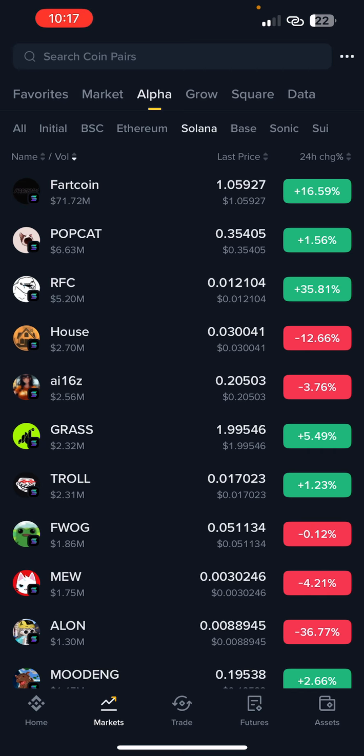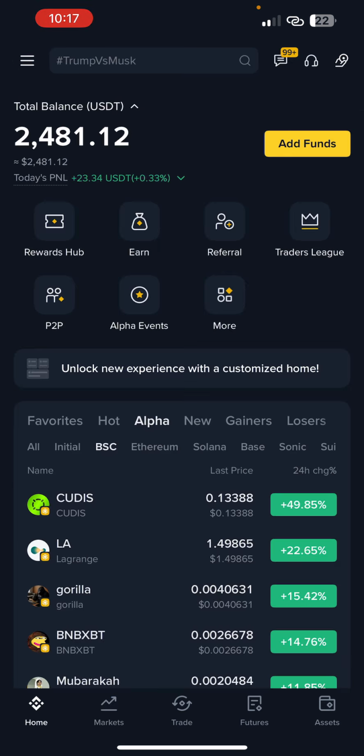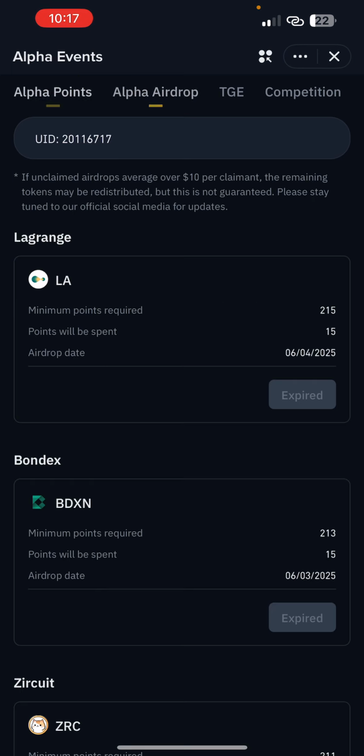What now determines if you're going to get the next airdrop is the total number of points you're able to accumulate between now and the next airdrop. For all of the previous airdrops they've done, all of the points that qualified people are above 200. I'm going to show you right now. So if we go here, go to Alpha Events, I'll go to airdrop, right?